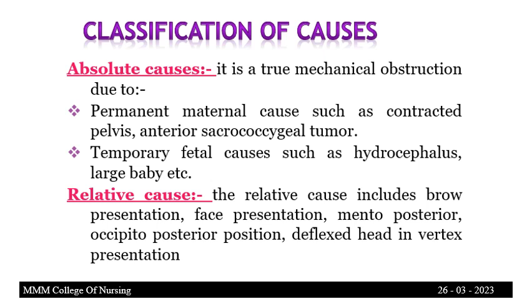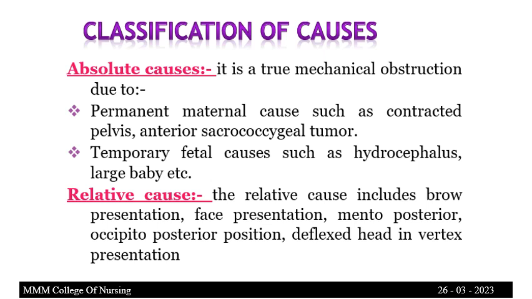Classification: the absolute causes show mechanical obstruction. This mechanical obstruction may be due to pelvic reasons like contracted pelvis or anterior sacrococcygeal tumor, or fetal reasons like hydrocephalus or a large baby. These are mechanical obstructions and they are not going to change. We cannot change them.